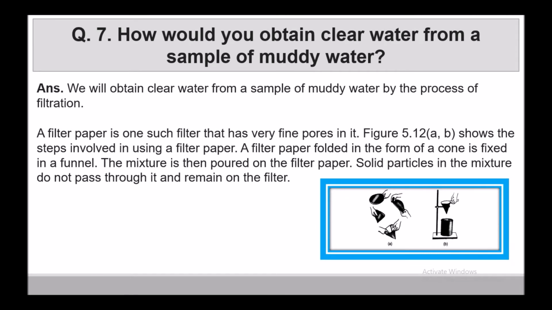Question 7. How will you obtain clear water from a sample of muddy water? We will obtain clear water from a sample of muddy water by the process of filtration. A filter paper is one such filter that has very fine pores in it. You can see in figure 5.12 A and B of your textbook the steps involved in using a filter paper. A filter paper folded in the form of a cone is fixed in a funnel. The mixture is then poured on the filter paper. So, solid particles in the mixture do not pass through it and remain on the filter.